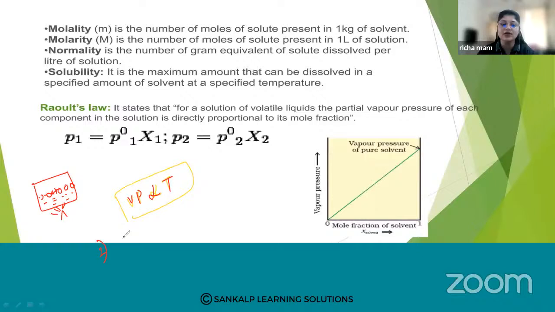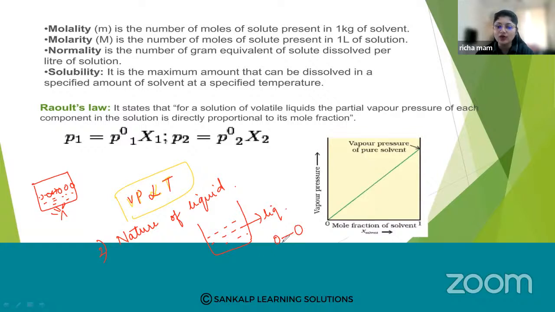The second factor we discussed that affects vapor pressure is the nature of liquid. Nature of liquid plays an important role in affecting vapor pressure. In a beaker, if I take a liquid, depending upon the type of liquid, the molecules of the liquid are held weakly or strongly. How are these held? They are held with forces which are called intermolecular forces.